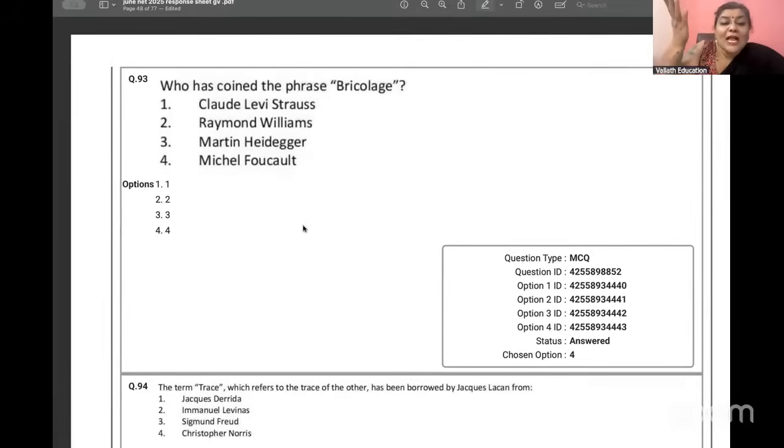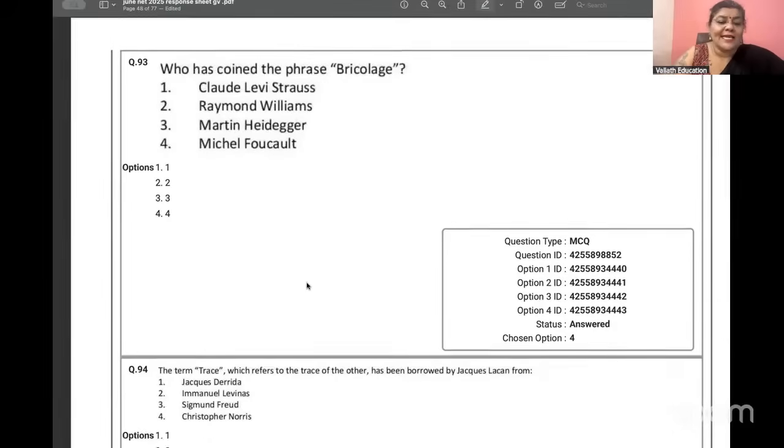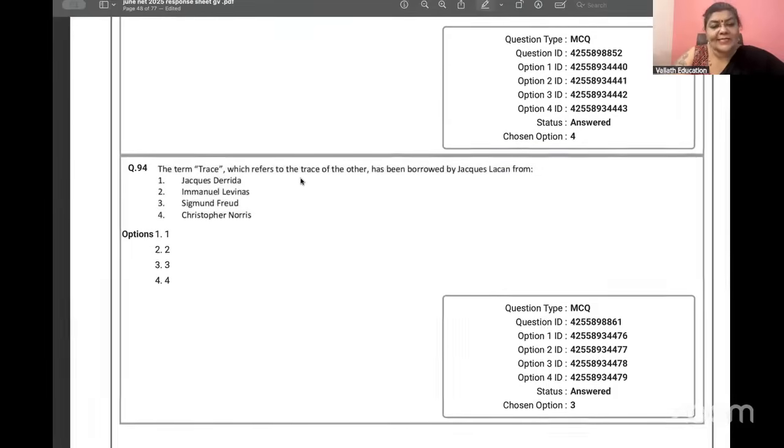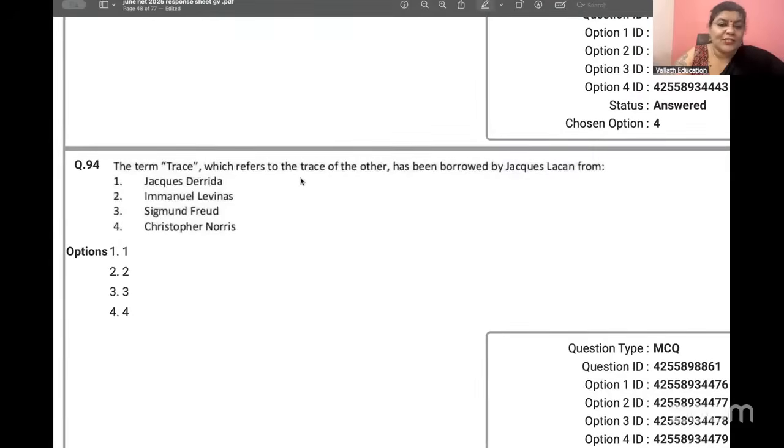Who coined the term bricolage? It is Claude Lévi-Strauss. So that is easy. The term trace, which refers to the trace of the other, has been borrowed by Jacques Lacan. We only know Jacques Derrida. Derrida coined the term trace, only we know. Then why do you want to question it? But trace is Emmanuel Levinas, according to them. I don't know. I would say Derrida, but it looks like it is wrong. Okay, that is not easy.